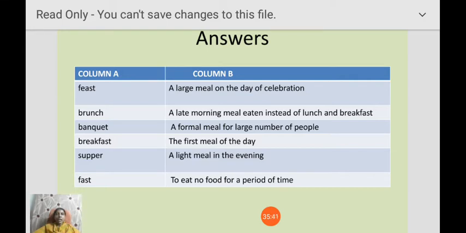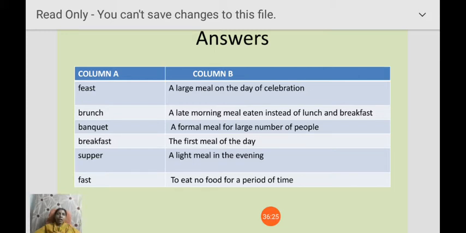Brunch: a late morning meal eaten instead of lunch and breakfast. What is brunch? It is a combination of two words, breakfast and lunch. BR from breakfast and UNCH from lunch. So it's a late morning meal. Generally we take breakfast early in the morning and lunch at noon. But if in between we eat late, before lunch, then we call it a brunch.